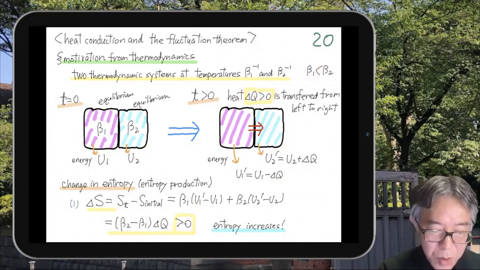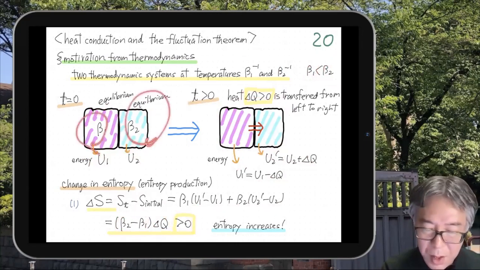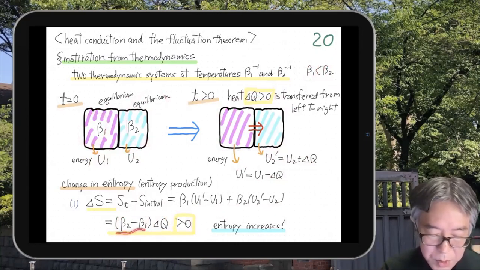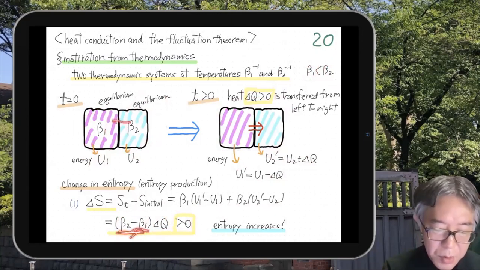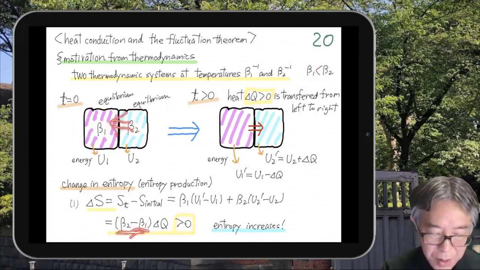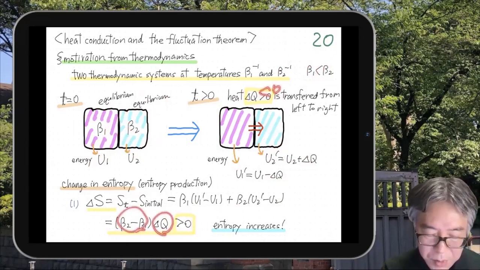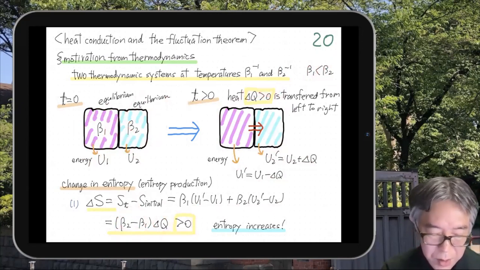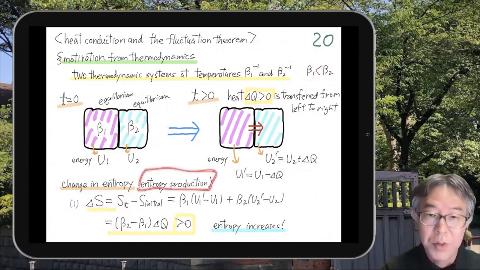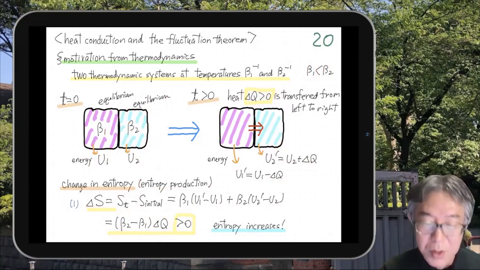Suppose that this one is hotter than this one. In this case, this becomes negative. But in that case, of course, heat flows from right to left, so delta Q becomes negative. This is negative, so still this entropy production is positive. So that's why we call it entropy production. In this process, entropy always increases. Okay, so this is our motivation.